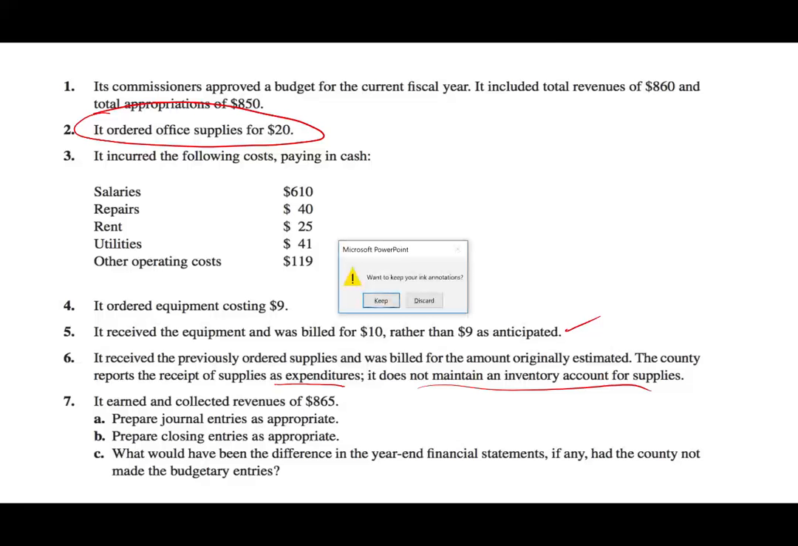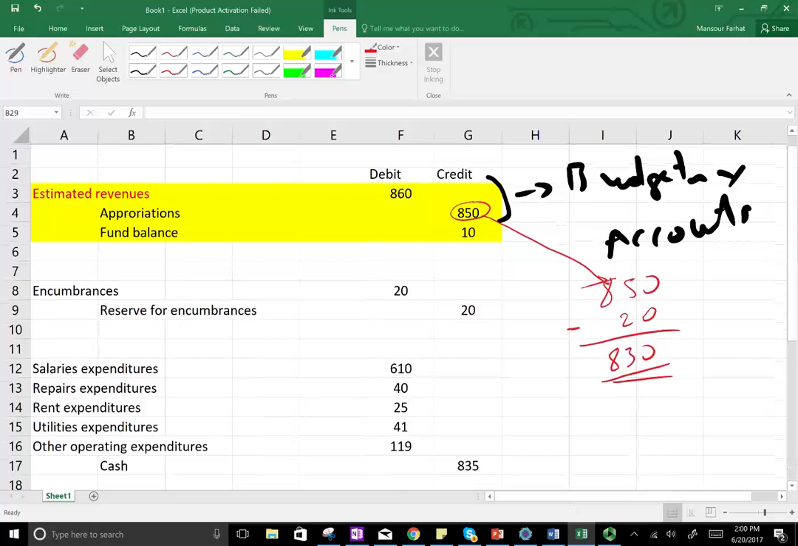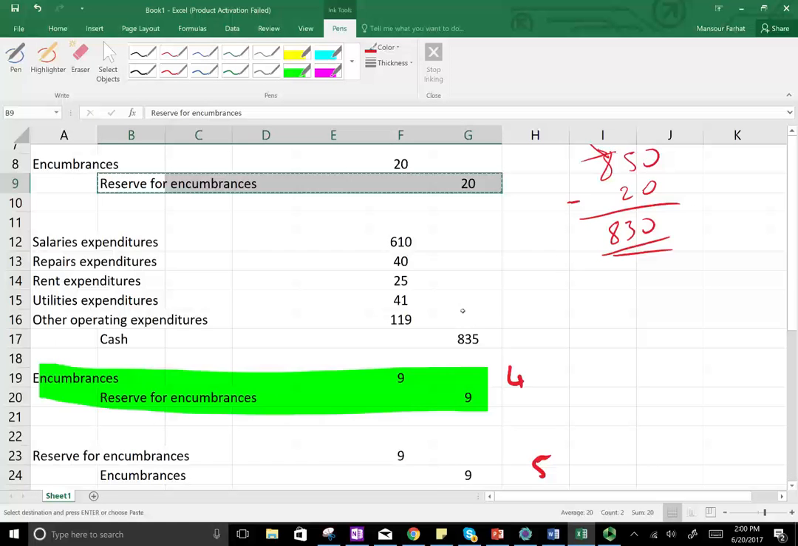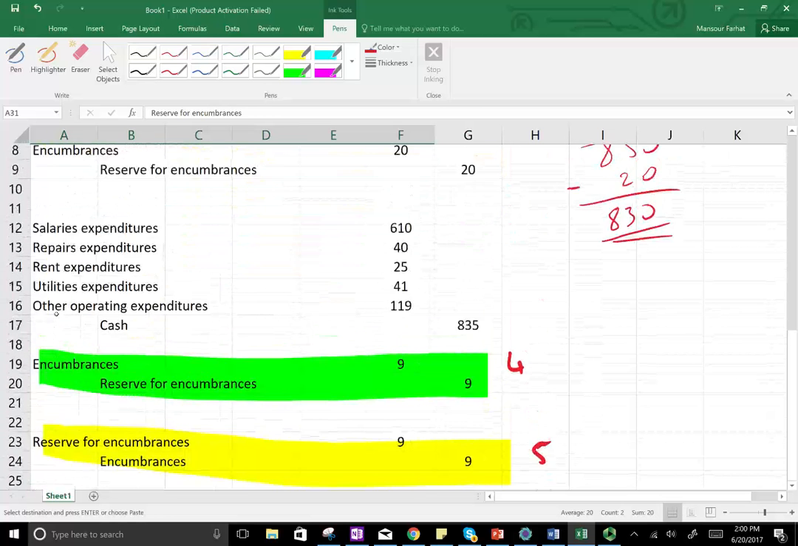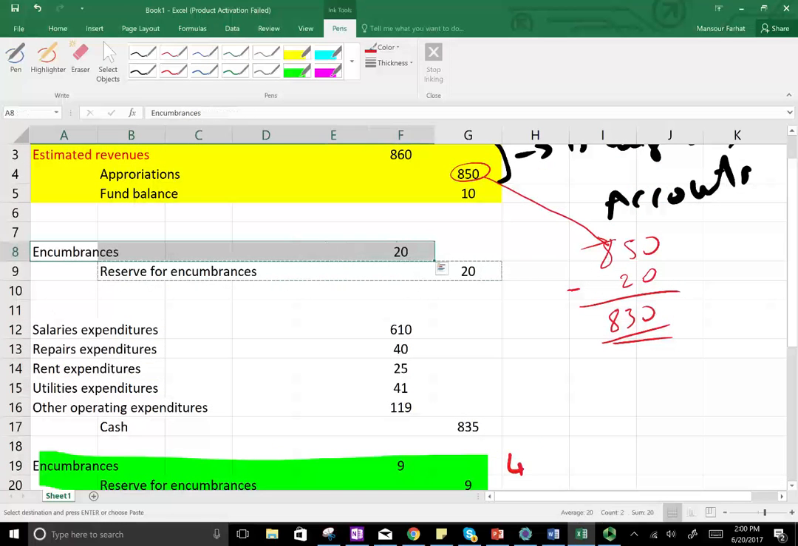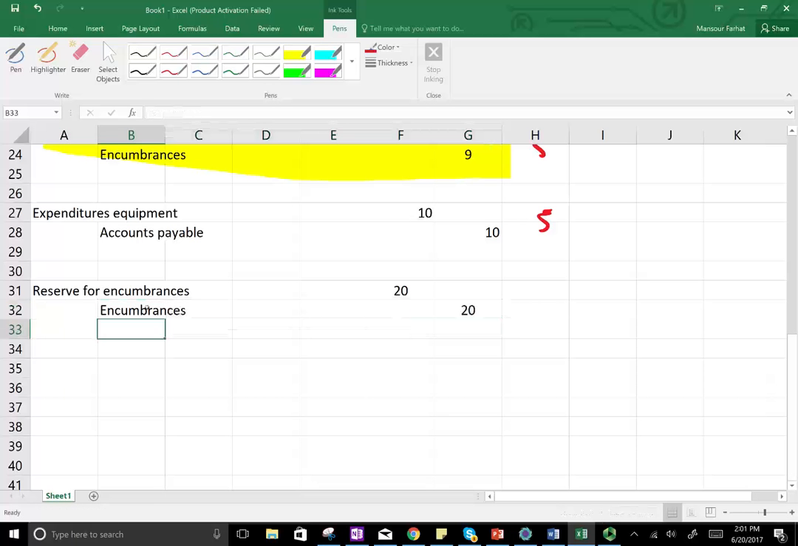What should we do? Again, we do the same thing we did for the equipment. First, we need to reverse the encumbrance for the original amount, which was 20. Debit reserve for encumbrances and credit encumbrances. Then, since we did receive the supplies, we debit supplies expenditure, treating this as an expenditure, not inventory, for exactly 20. This is how much we received them at, and we credit accounts payable for 20.